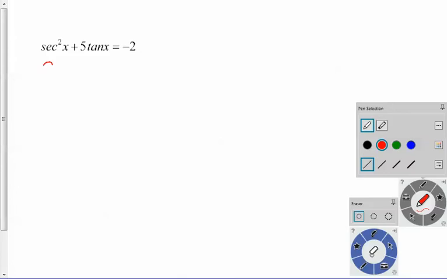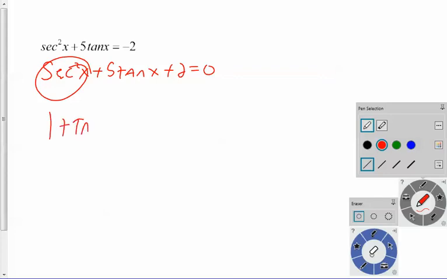This guy, you want to bring this, secant squared x plus 5 tan x plus 2 equals 0. Look in your identities, which I believe is 1 plus tan squared x. So plus 5 tan x plus 2 equals 0. And then you can polish that up and do factoring.